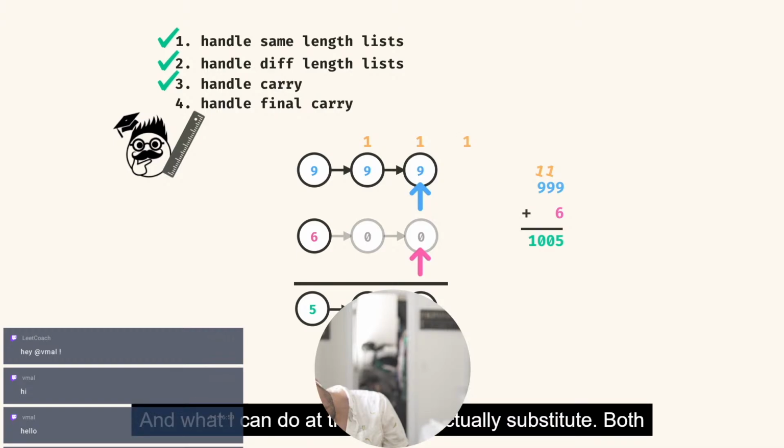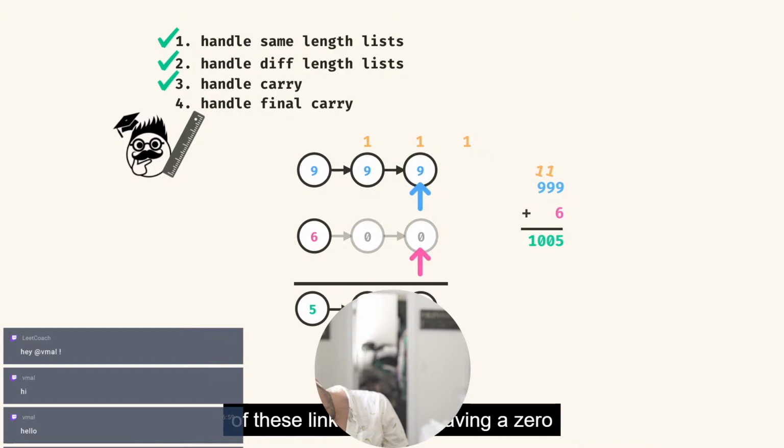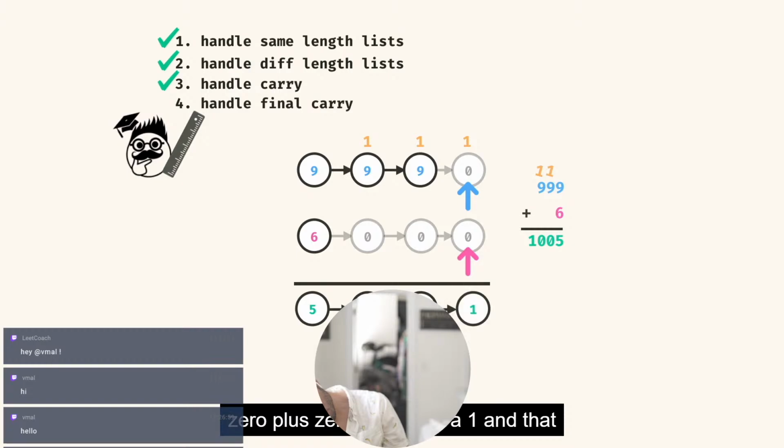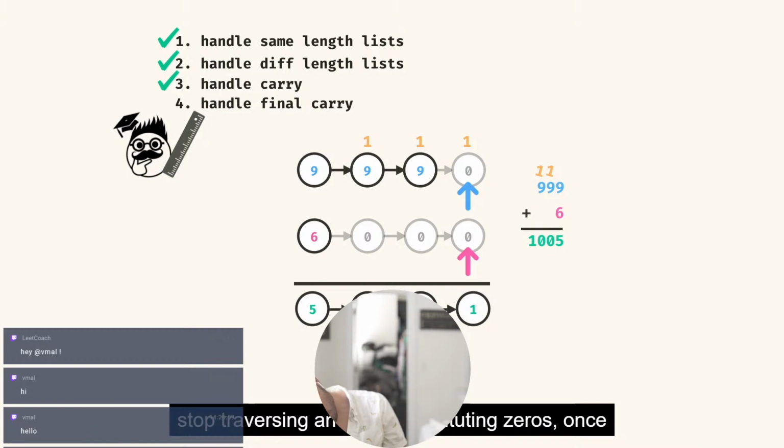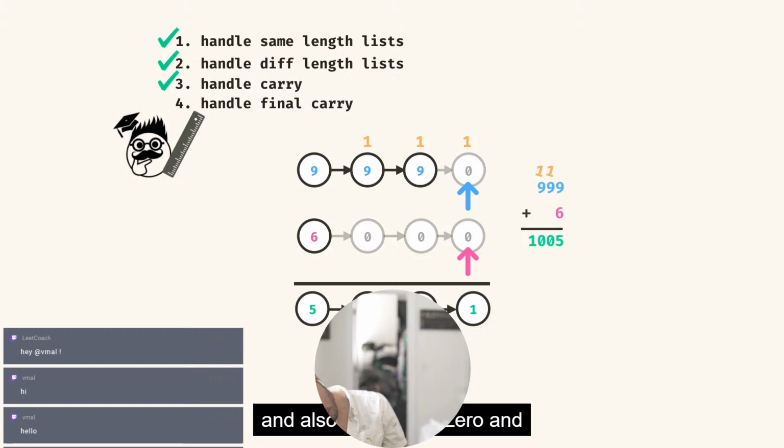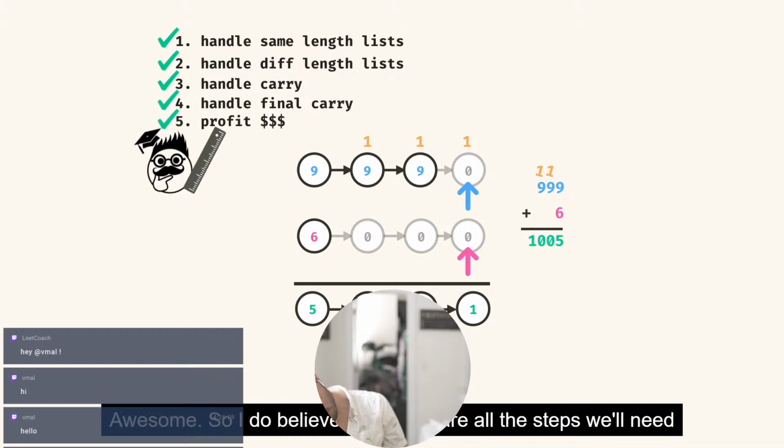And what I can do at this point is actually substitute both of these linked lists as having a 0 after them. Then I can just do 1 plus 0 plus 0, giving me a 1. And that would represent the correct linked list sum. And so it looks like we're going to need some logic to make sure that we stop traversing and stop substituting zeros once both of our linked lists hit their tail, and also my carry is 0. And I'll consider that a check mark for handle final carry. Awesome. So I do believe that these are all the steps we'll need to solve this one.